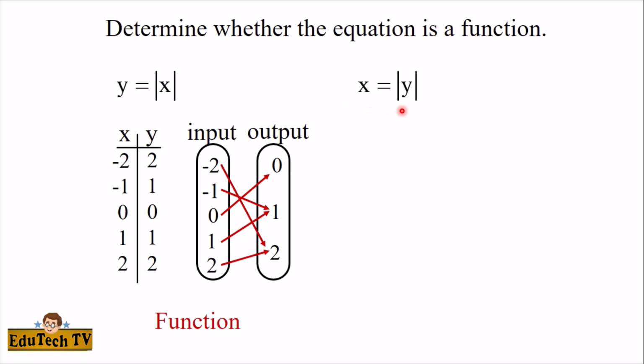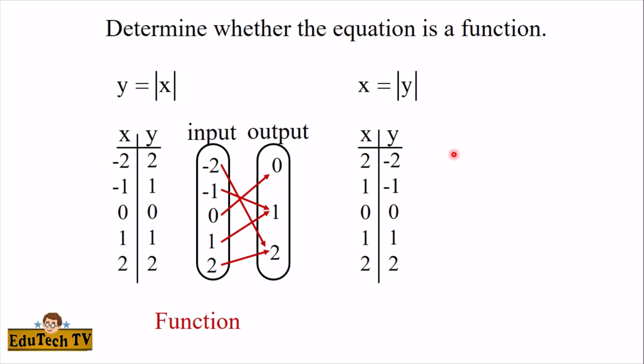Now let's proceed to this equation. Baliktarin naman natin. How about if we have x equals absolute value ng y? So same, gagawa tayo ng table, pero this time, yung y ang bibigyan natin ng values. Halimbawa, ang values natin ay negative 2, negative 1, 0, 1, and then 2. Ano ang absolute value ng negative 2? Okay, so that's 2. Absolute value ng negative 1 is 1. Absolute value ng 0, 0. Absolute value ng 1, 1. Absolute value ng 2 is 2.